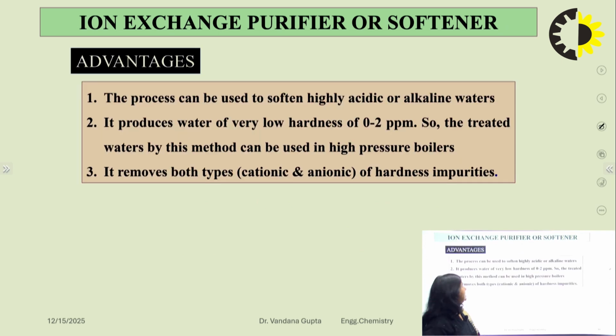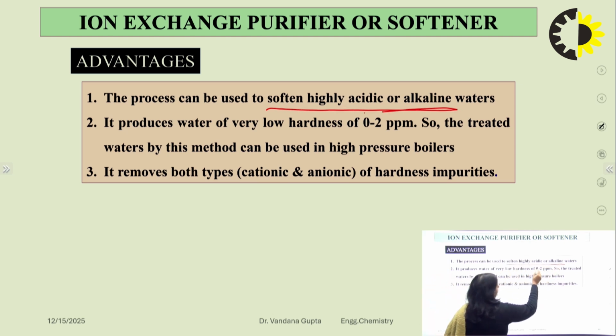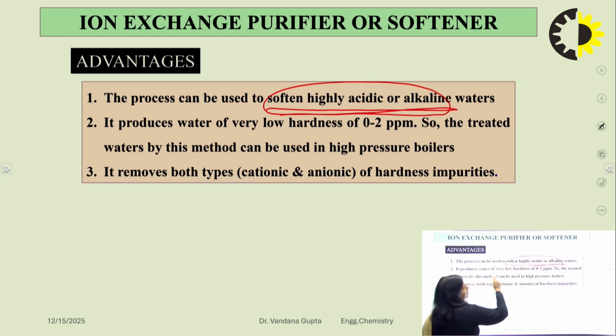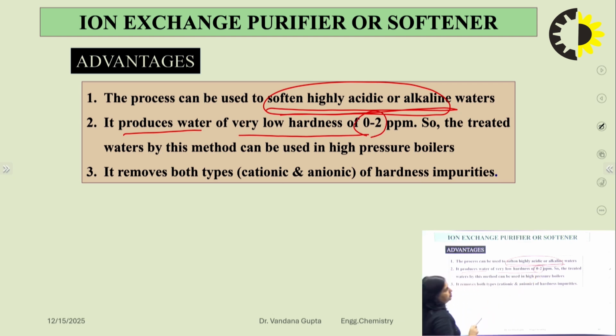Finally, I will discuss the advantages and disadvantages of this method, the ion exchange process. This process can be used for highly acidic or alkaline water, which cannot be used for the zeolite process. It produces water of very low hardness, 0 to 2 ppm. So the treated water can be used in high pressure boilers, and this method can remove both types of hardness, cationic and anionic hardness.